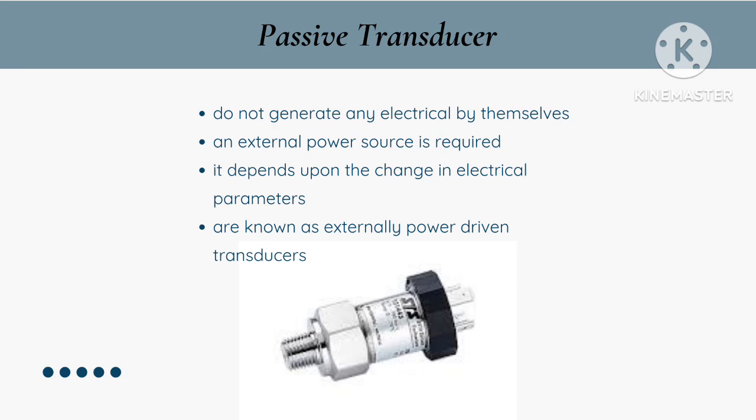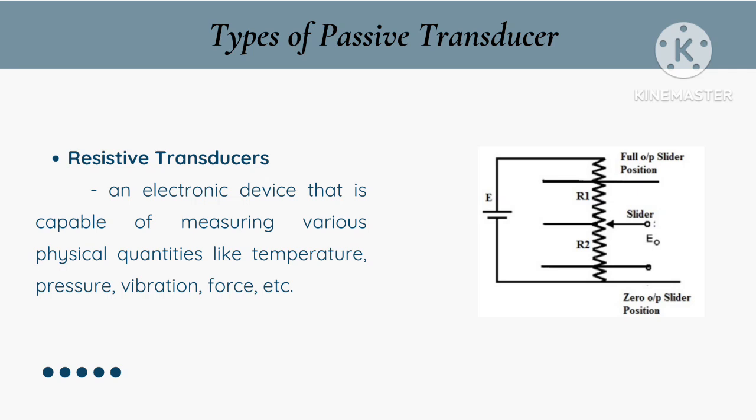So here are the types of passive transducers: resistive transducers, inductive transducers, and capacitive transducers. Resistive transducers are electrical devices that are capable of measuring various physical quantities like temperature, pressure, vibration, force, etc. These transducers change their electrical resistance in response to physical quantities such as displacement, strain, or temperature.